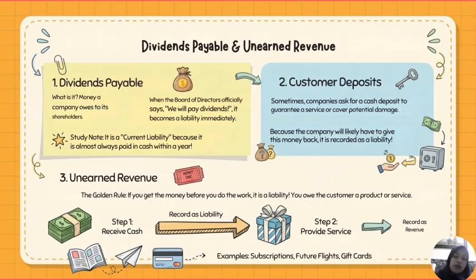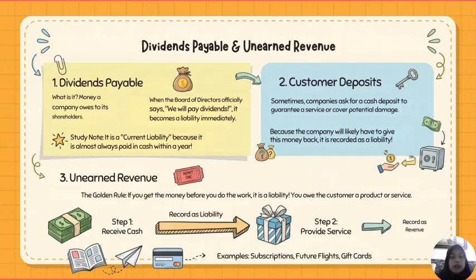The second one, on the right side, is customer deposits. Sometimes a company asks the customer for a cash deposit. This is usually done to guarantee a service or to cover potential damage, for example when renting something. Why do we record this as a liability? Because the company doesn't own this money permanently. The company will likely have to give this money back to the customer later. That's why it sits on the liability side.